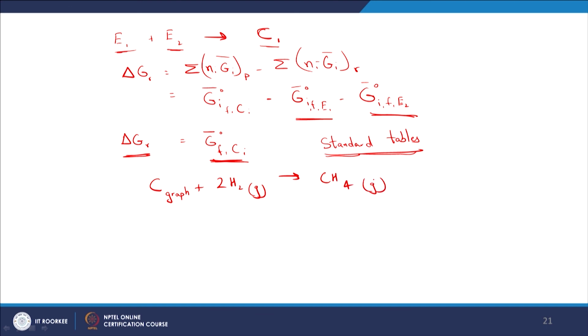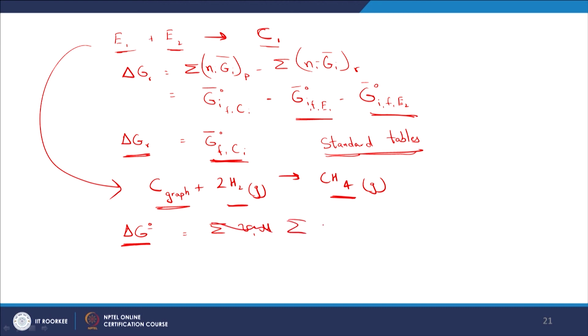So, these 2 are elements here and this is a compound here, right. I am just trying to draw a corollary here. So, how do I calculate the Gibbs energies of the relevant compounds? Delta G naught, the change in Gibbs energy of this reaction at standard conditions, is equal to, as we know, the summation of Vi Gi bar, Gibbs energy, of the products minus the summation of Vi Gi bar of the reactants.